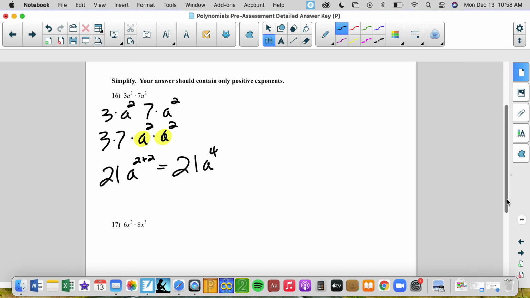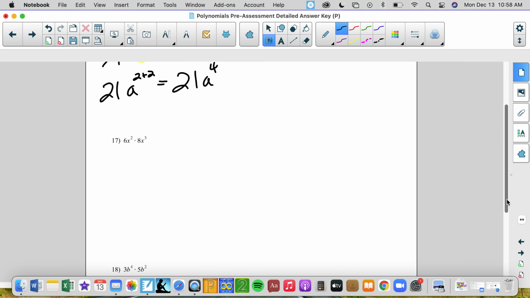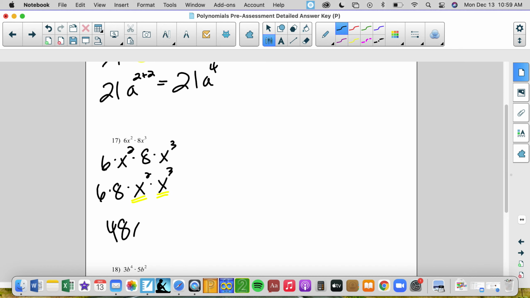As you'll see in this one, this is just like 6 times x squared times 8 times x cubed. You're going to put the constants out in front, and then you have x squared and x cubed. Because they have like bases, we're multiplying, we're going to add their exponents. 6 times 8 is 48, x to the 2 plus 3, which gives us 48x to the 5th.